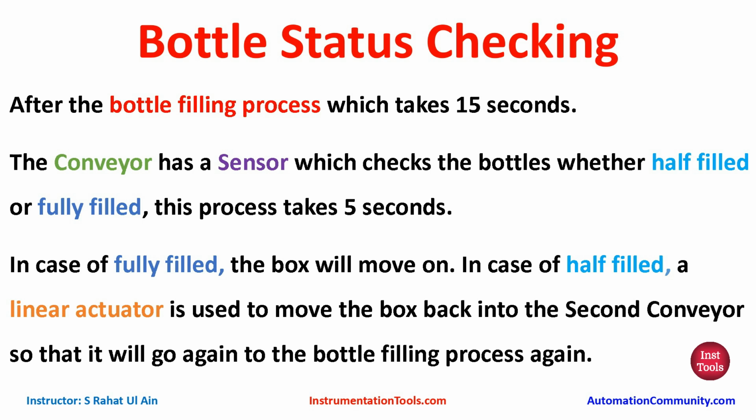So there will be sensors that detect whether the bottle is fully filled or half filled. So if it is fully filled, the pump will stop, and if it is half filled, then the linear actuator will punch it into the previous conveyor where it will get filled. So for that, we'll use memory bits and timers like TP and TON. So let's move to TIA Portal where we will draw a ladder diagram for this example.